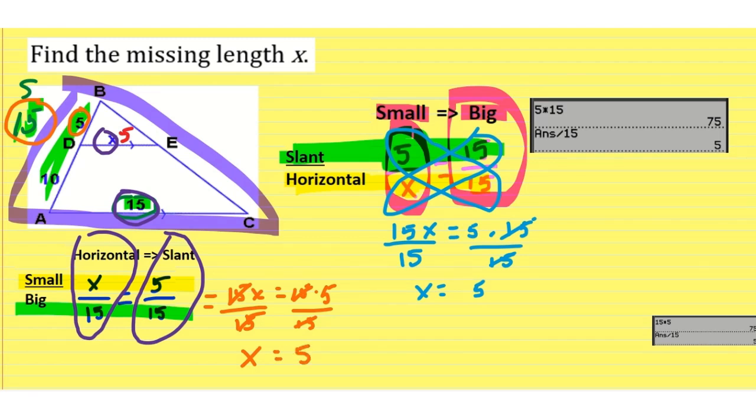So as long as you keep things straight, there are different ways to set up your ratios. And so the answer to this one, x is equal to 5.